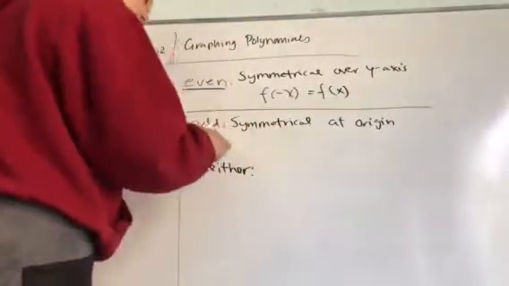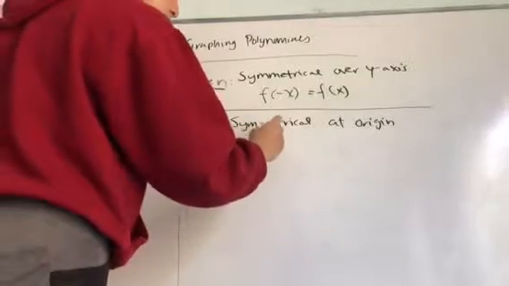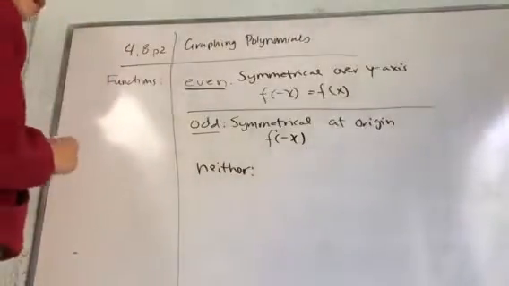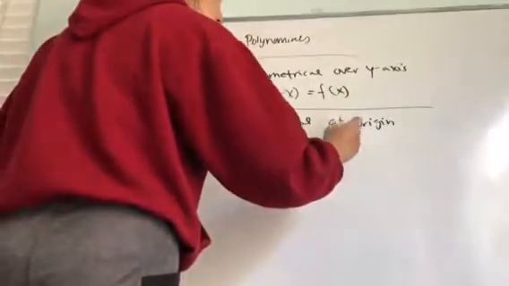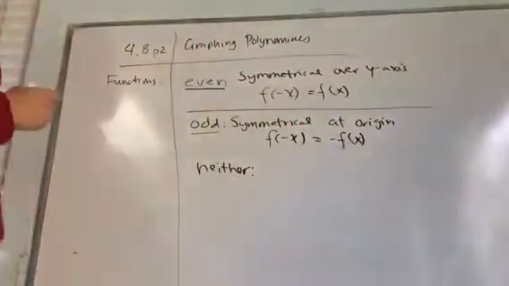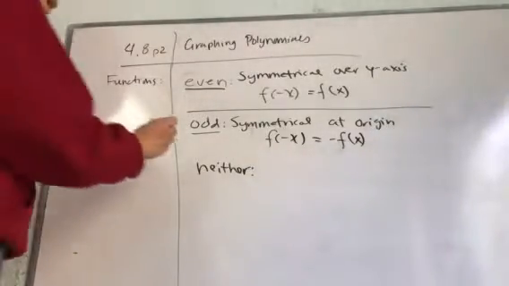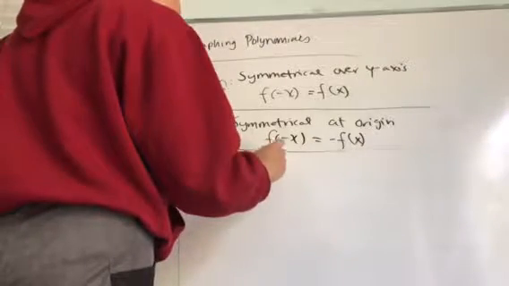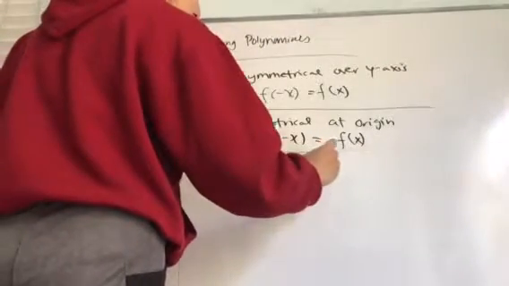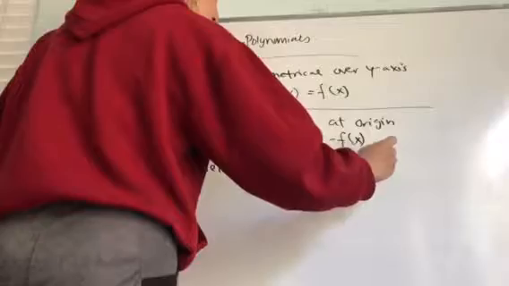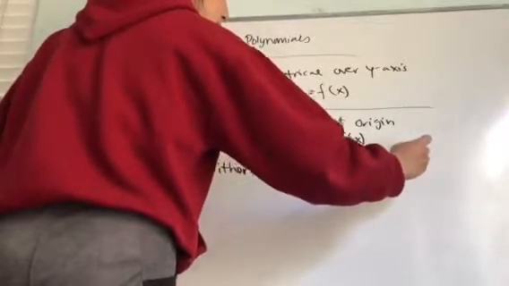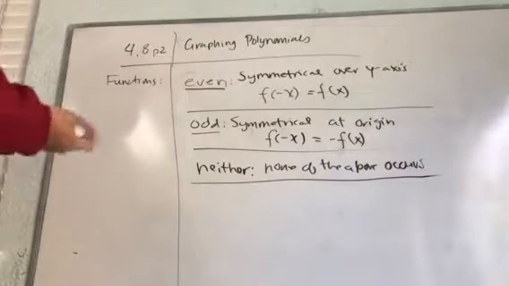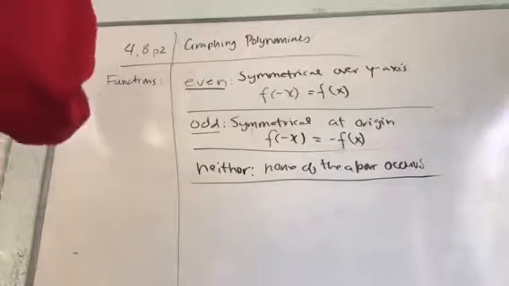All right. Now, algebraically, to show that a function is an odd function, all you have to do is throw in negative x and see if you get the negative version of the original function. And then, of course, neither only happens when none of the above occurs. Okay, pretty easy. So you're going to have some homework that says, show that it's even, odd, or neither. Okay, so let me go ahead and give you two examples.